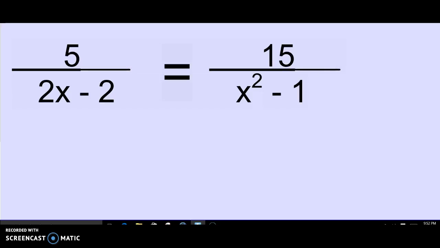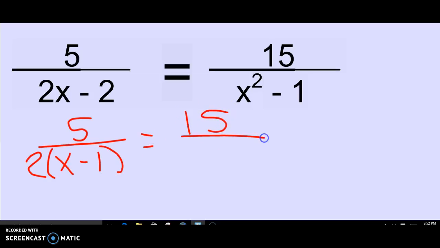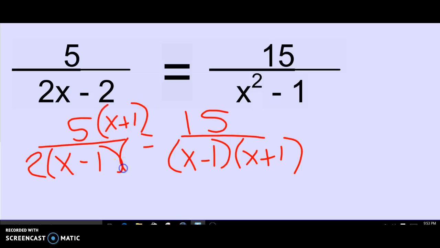Again, you can cross multiply, but you'd be multiplying too much stuff. So I'm going to factor this. This is going to become 2 times x minus 1. And this is 15, and then you multiply x minus 1 times x plus 1. And then, just to get all your denominators the same, this is going to be x plus 1 over x plus 1, and this is going to have to just have a 2 in it and a 2. So if you notice, all the factors match up.